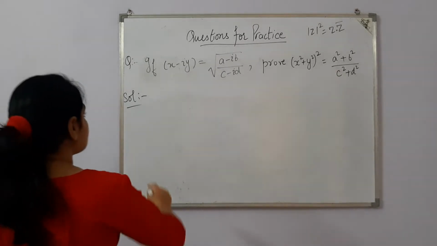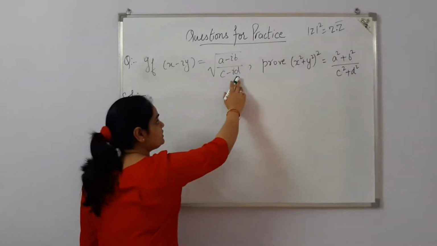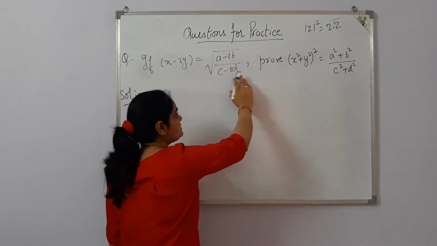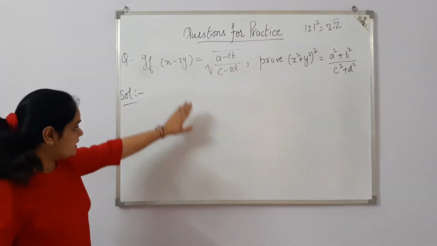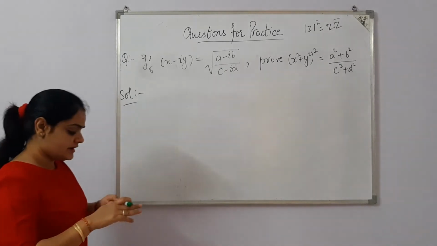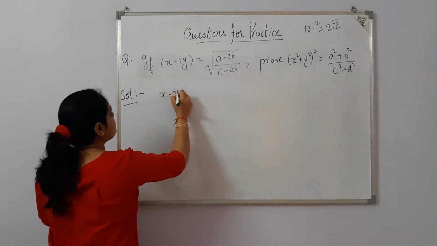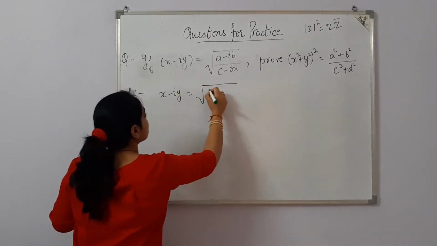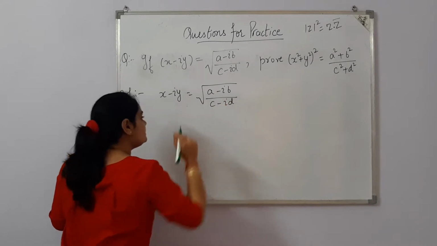Now the next question is, if x minus iota y is equal to under root of a minus iota b upon c minus iota d, then prove that relation. Now this is the given relation, and that is the relation to prove. We are using the given relation to prove that relation. So what is given to us? x minus iota y is under root of a minus iota b upon c minus iota d.